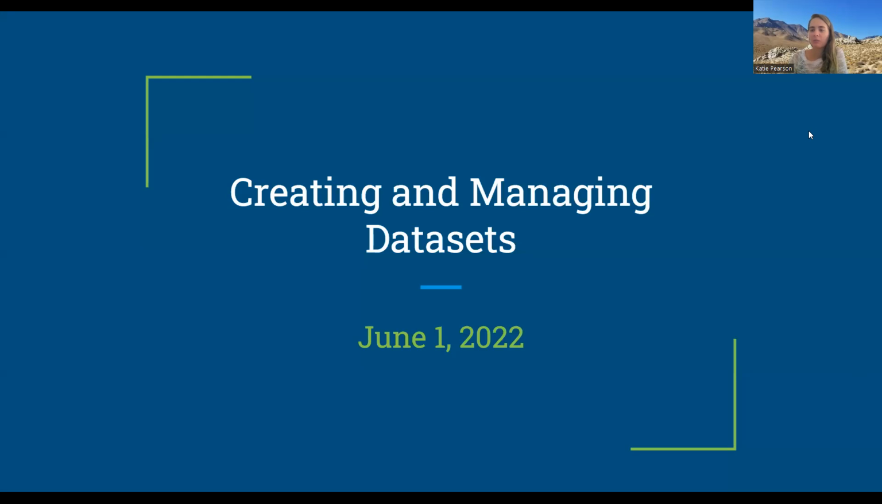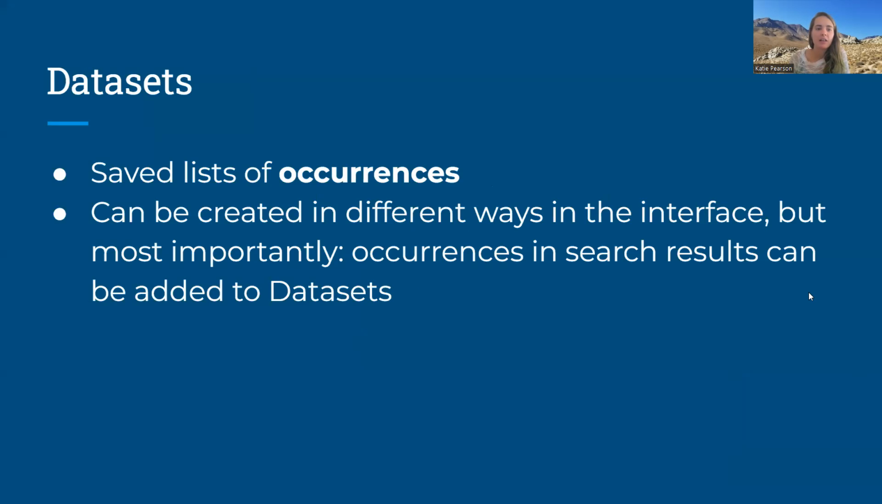And today we're going to be talking about a new and exciting tool in CCH2 and other Symbiota portals called the Datasets tool. If you're familiar with checklists, it is somewhat similar, or has a similar idea. But checklists are saved lists of taxa, whereas datasets are saved lists of occurrences. And occurrences just means specimens or observations, depending on the Symbiota portal that you're in.